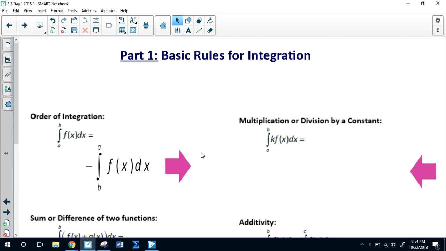Then there's the rule about multiplication or division by a constant. So if you've got a number here in front of the f of x, you can take that number and pull it out front so that you're just integrating f of x.